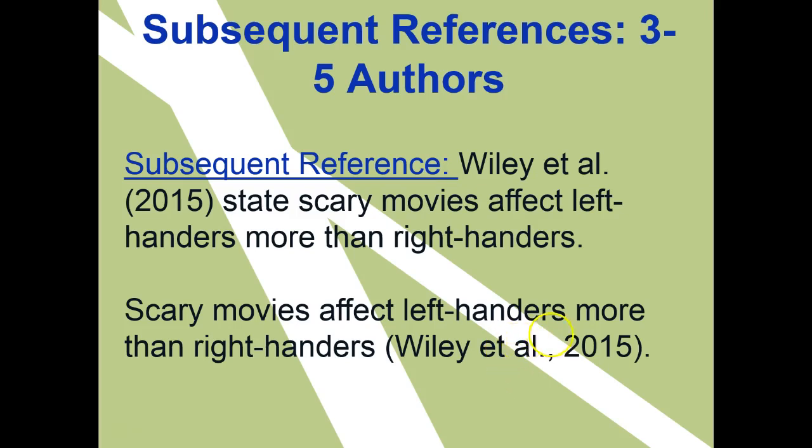Do not forget, when you use et al., there is no period after "et." Okay, it's a full word, and since "al" is an abbreviation, there's always a period there. When you cite it parenthetically, Wiley et al., period, comma, space, 2015. Now again, if this was a direct quote, scary movies, it'd be Wiley et al., period, comma, the year, comma, P period, space, and say the page number.